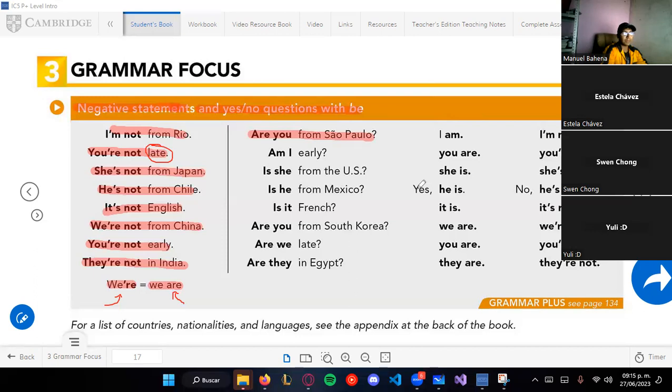And the answer can be yes, I am. Yes, I am. No, I am not. No, I'm not. Excellent, excelente. So, what does this mean? ¿Qué significa esta? Are you from Sao Paulo? Tú eres de Sao Paulo. ¿Y qué le dice? Yes, I am. Sí, sí soy. Sí, sí lo soy. No, I am not. No, no lo soy. Exactly.